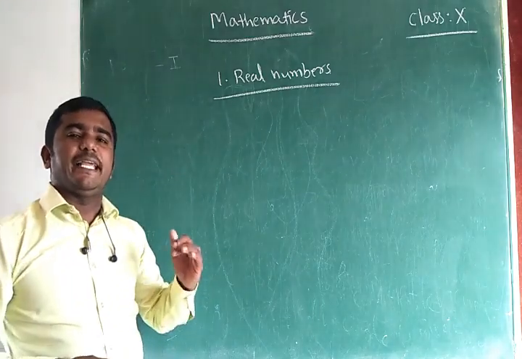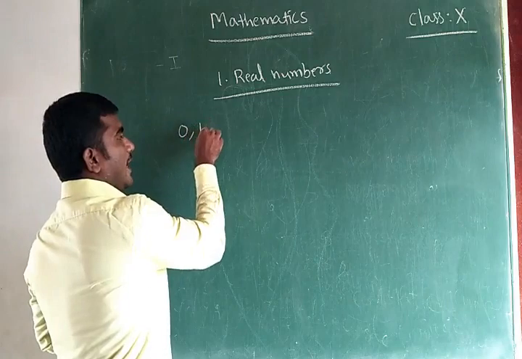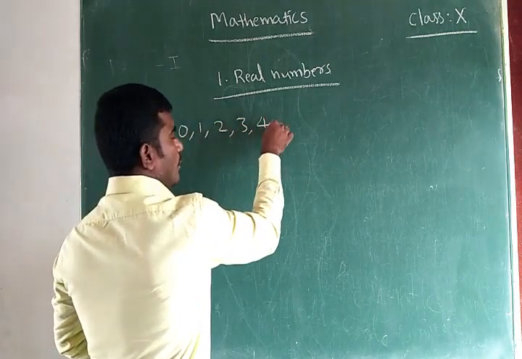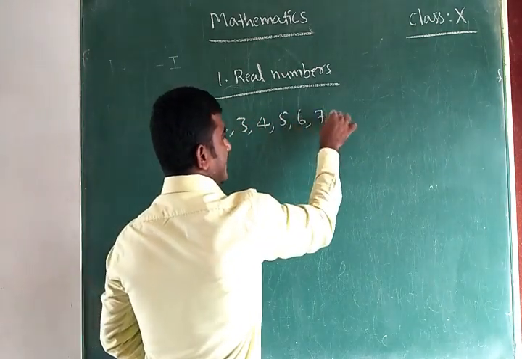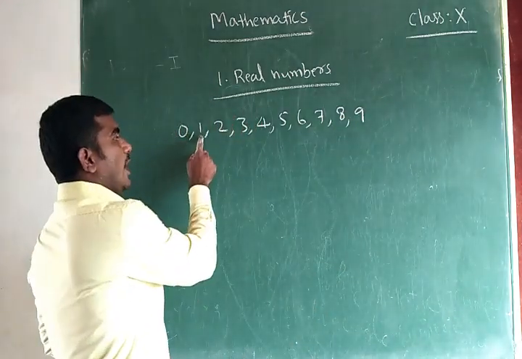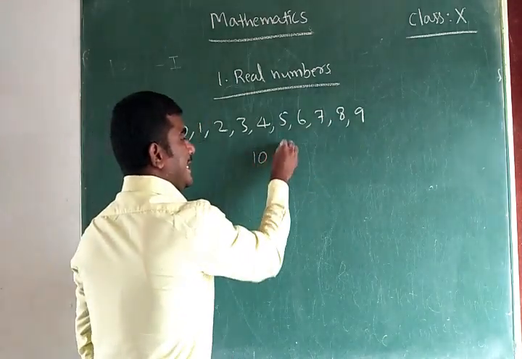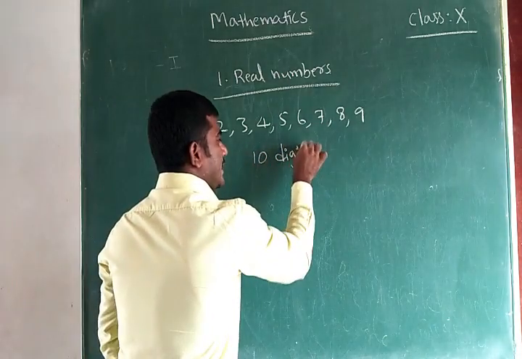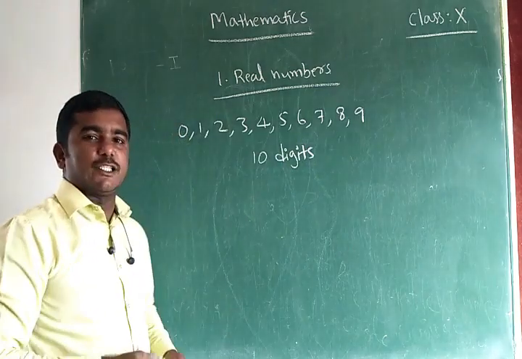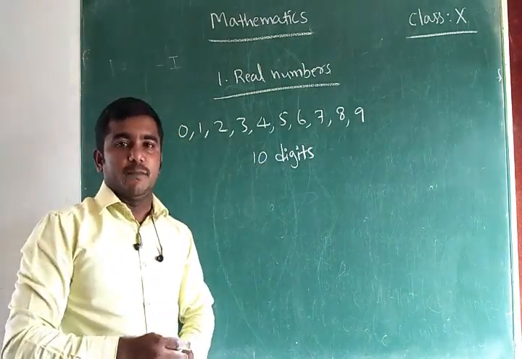First, digits. How many digits are there in mathematics? 0, 1, 2, 3, 4, 5, 6, 7, 8, 9. These are the digits. Total 10 digits. We use 10 digits in mathematics, and by using these digits we can form the numbers.